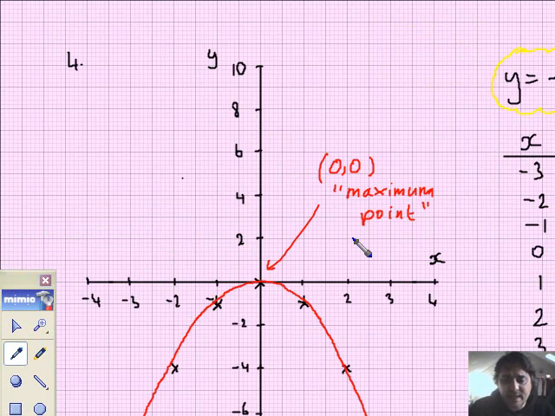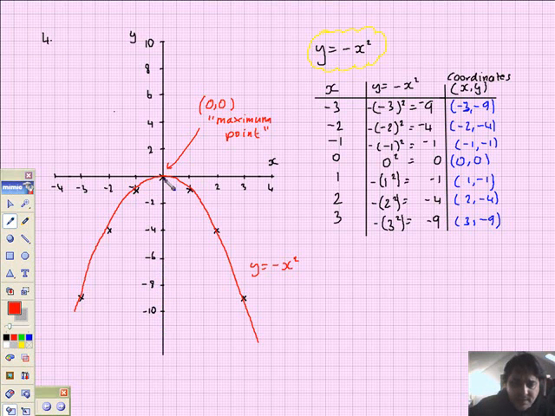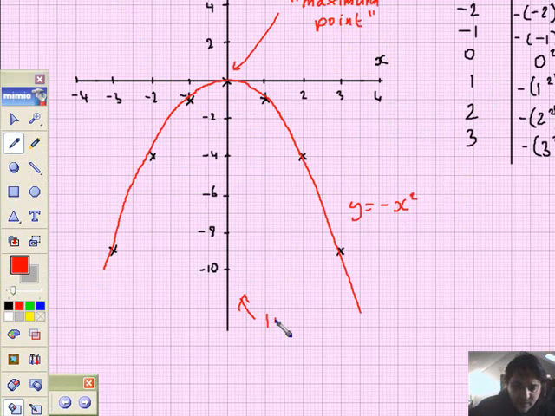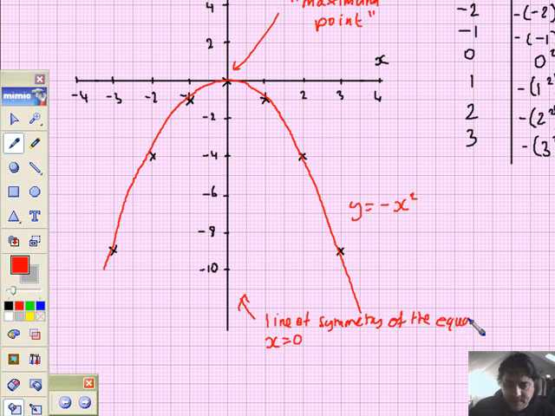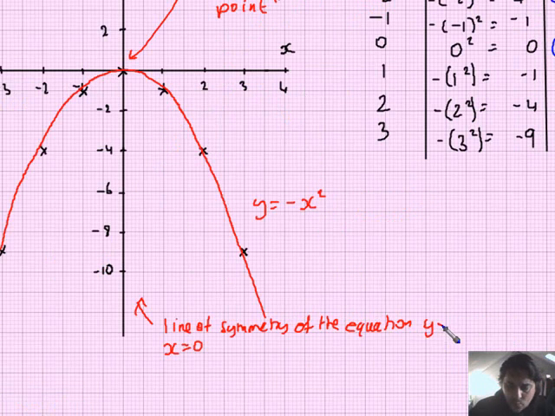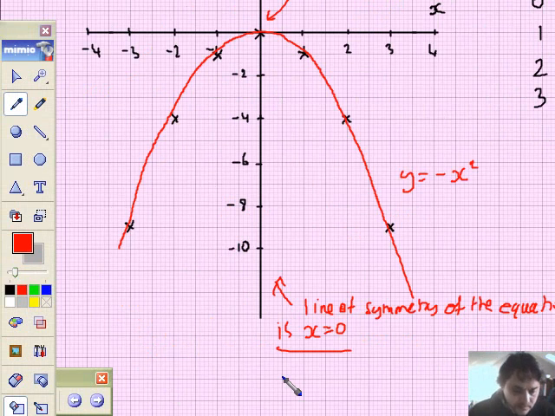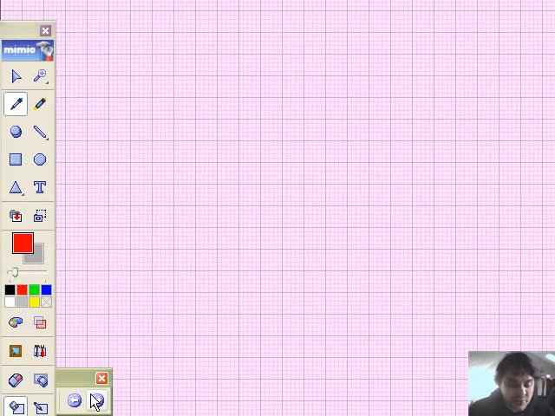So the maximum point is the point 0, 0, and once again it has the same line of symmetry, the y-axis, or the line of equation x equals 0. So this will be the line of symmetry. And it's the equation x equals 0. Is that right? Line of symmetry of the equation. Let me fully write it. Y equals minus x squared is x equals 0. Alright, it's fully done.